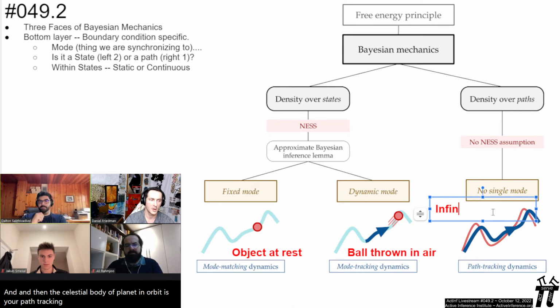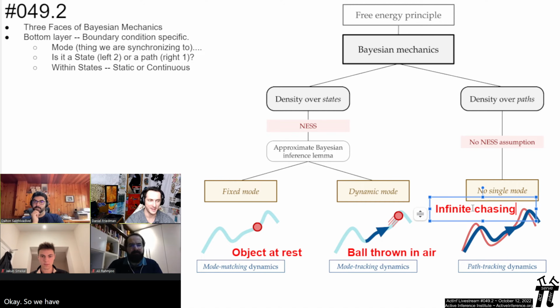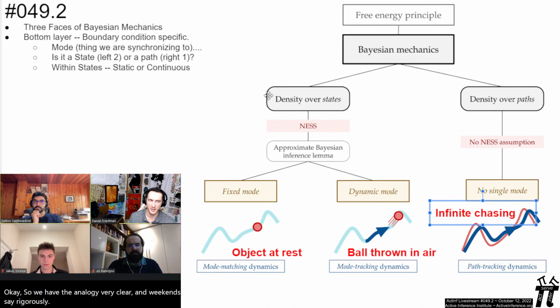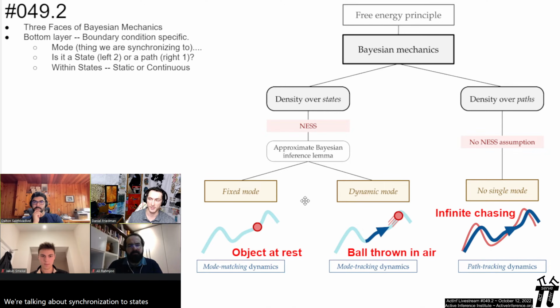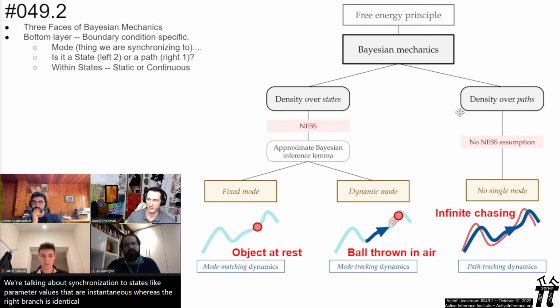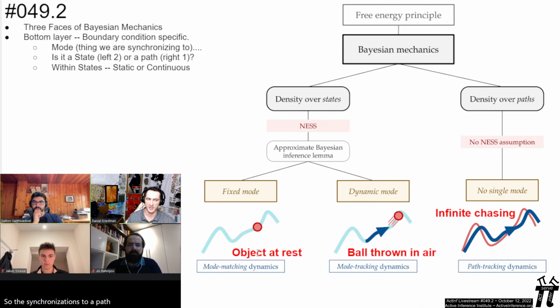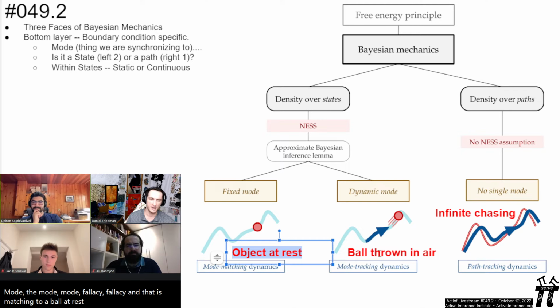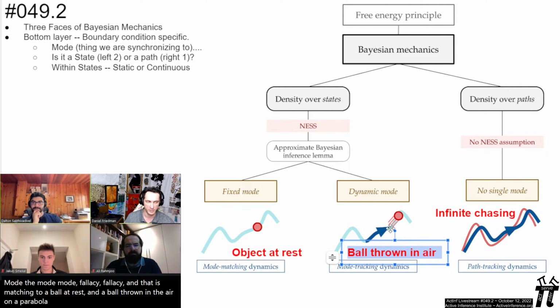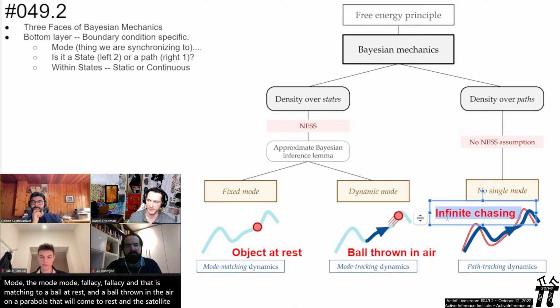Okay, so we have the analogy very clear, and we can say rigorously supported. The left side, we're talking about synchronization to states, like parameter values that are instantaneous, whereas the right branch is the density over path, so the synchronizations to a path. On the left side, we have fixed and dynamic mode, the mode fallacy, and that is matching to a ball at rest and a ball thrown in the air on a parabola that will come to rest, and the satellite motion is the infinite chasing.